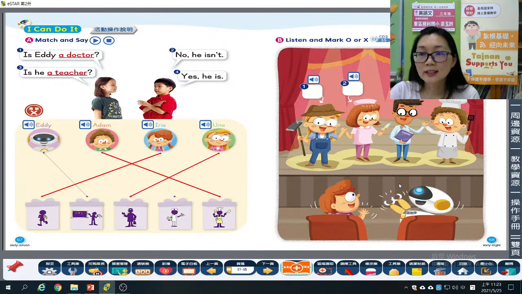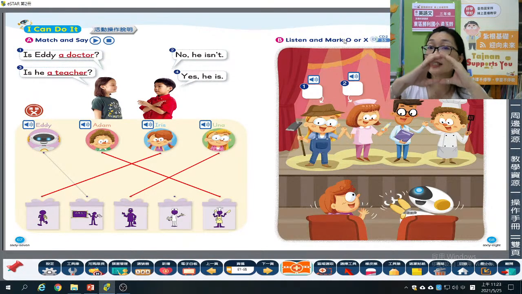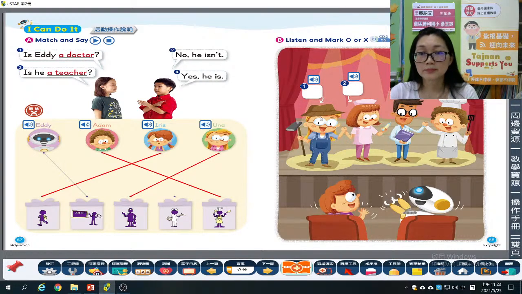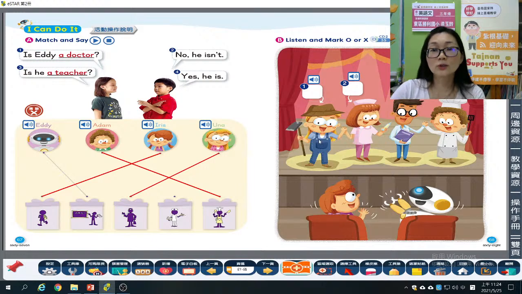Okay, that is fine. Now, part B, it says, listen, mark, circle, and cross. So, always read the instruction. Does it want you to check or circle? So, read carefully. Here it says circle or cross, right? So let's listen. Number one. Is she a farmer? Yes, she is. Okay, so yeah. Is she a farmer? She is dressed like a farmer. Yes, she is. So the words match the picture. So that's why we put a circle. That's right, circle.